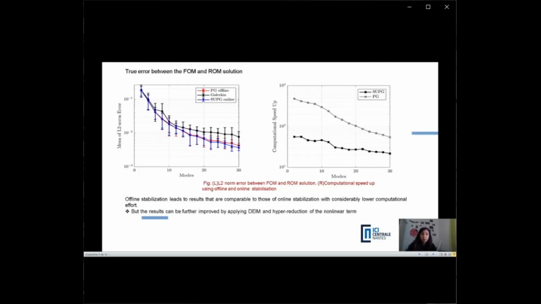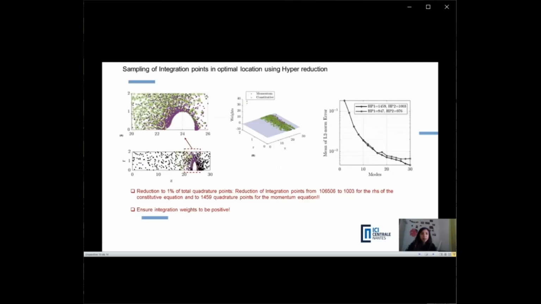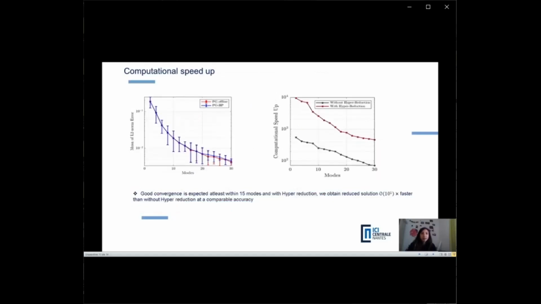but the results can be further improved by doing some hyperreduction. Hyperreduction reduces the Gaussian quadrature points, and using only 1% of the total quadrature points, we have the same order of accuracy. We just need to ensure that the integration weights are positive. And with hyperreduction, we have a computational speedup of 10 to the power 4 times over full order model solutions at a comparable accuracy.